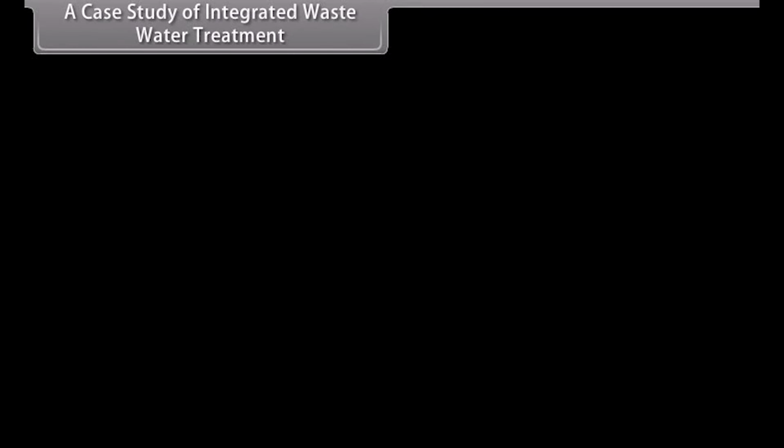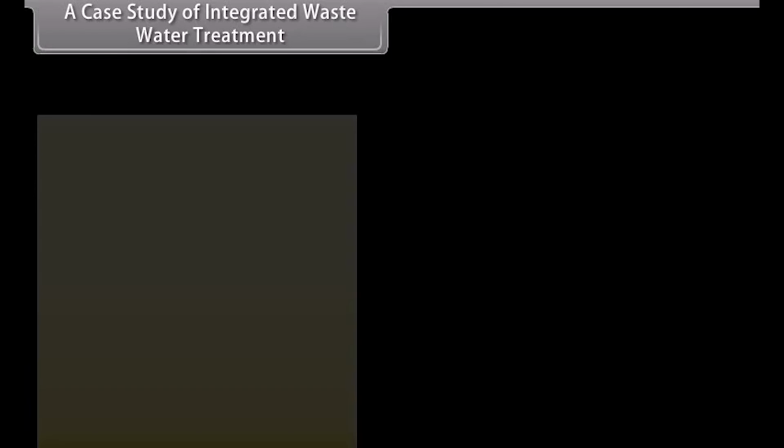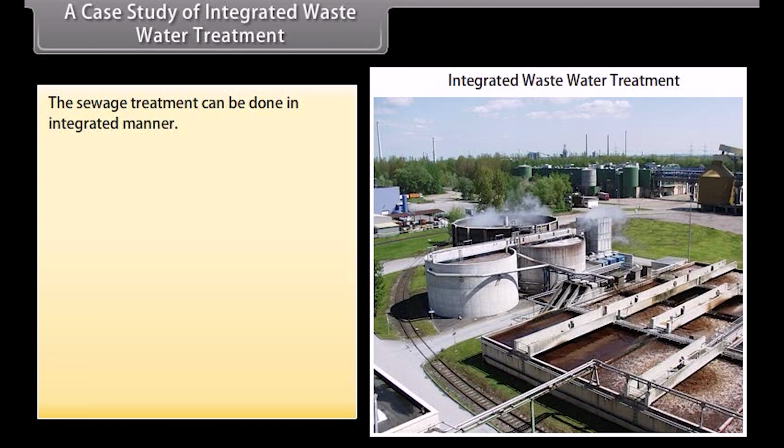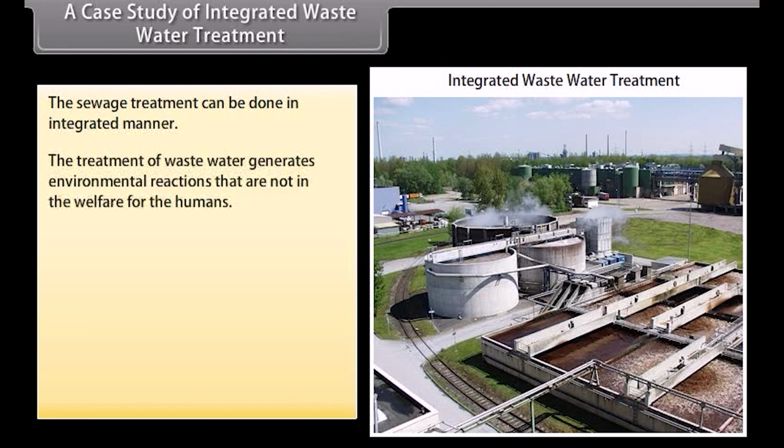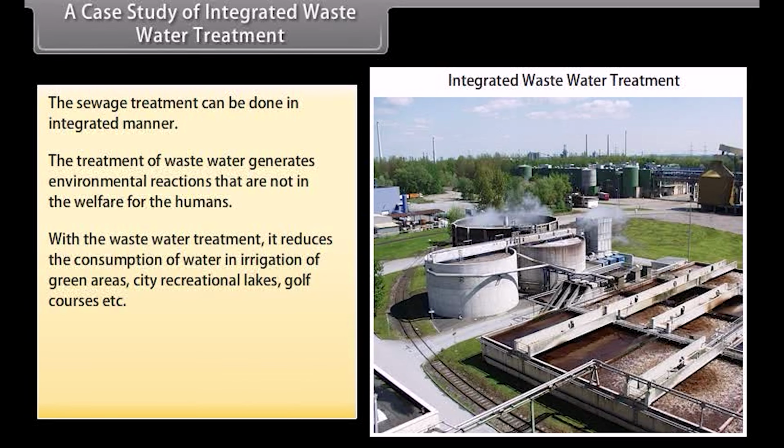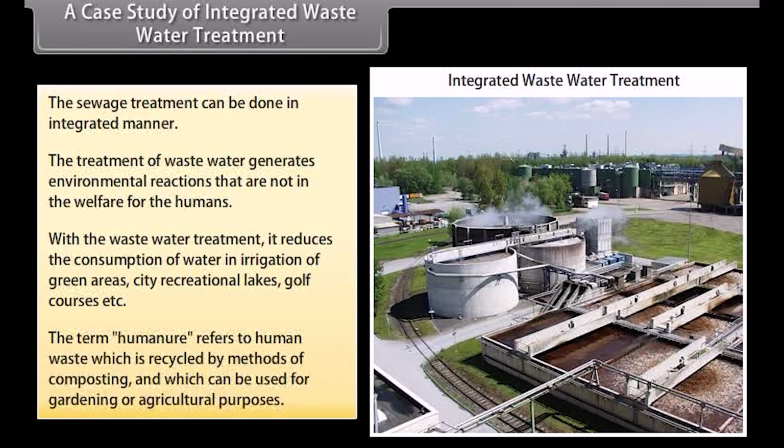A case study of integrated wastewater treatment. The sewage treatment can be done in an integrated manner. The treatment of wastewater generates environmental reactions that are in the welfare of the humans. With the wastewater treatment, it reduces the consumption of water in irrigation of green areas, city recreational lakes, golf courses, etc. The term humanure refers to human waste which is recycled by methods of composting and which can be used for gardening or agricultural purposes.